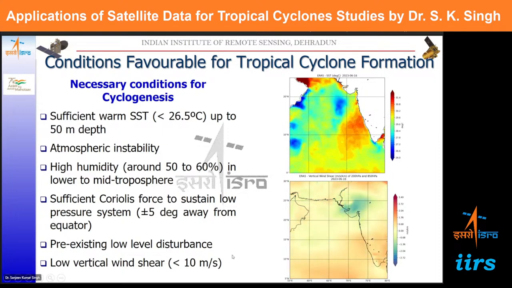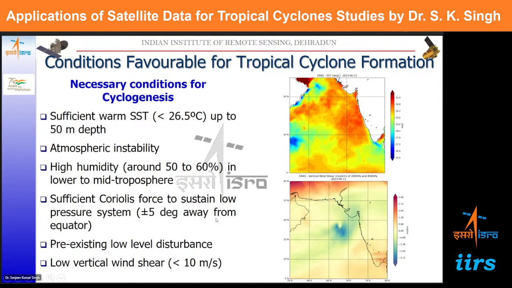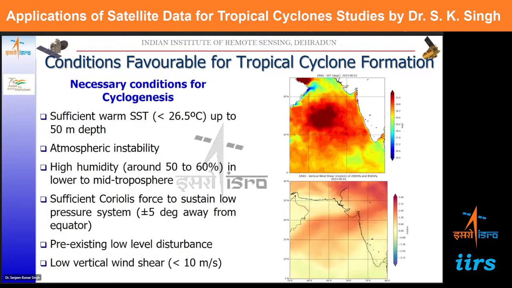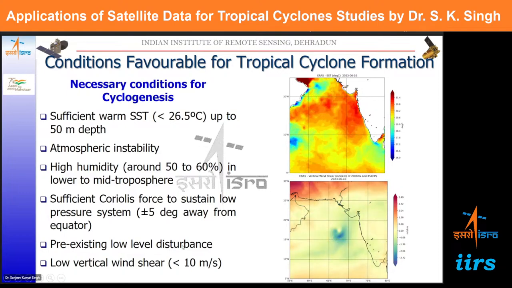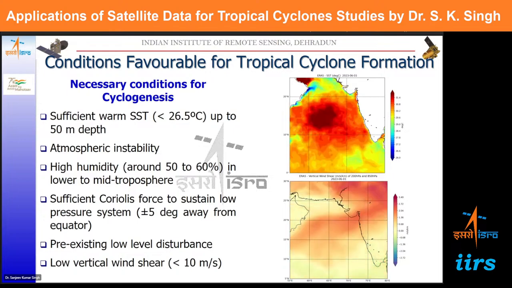If this wind shear is high, what will happen? The moisture going from the ocean into the atmosphere will be cut off. That moisture is mainly the source of energy of the tropical cyclone, so the cyclone cannot sustain for a long time. So the shear should be low. That's why tropical cyclones do not form in the monsoon season, because at that time the vertical shear is very high.